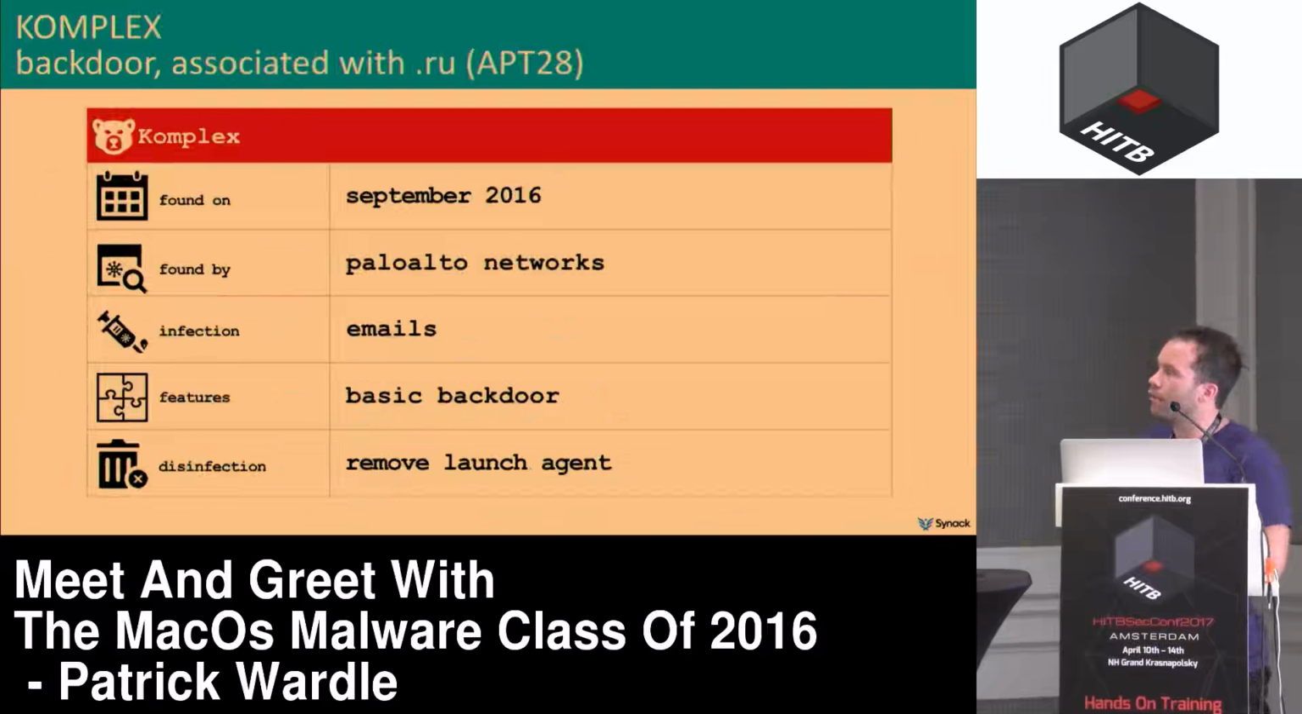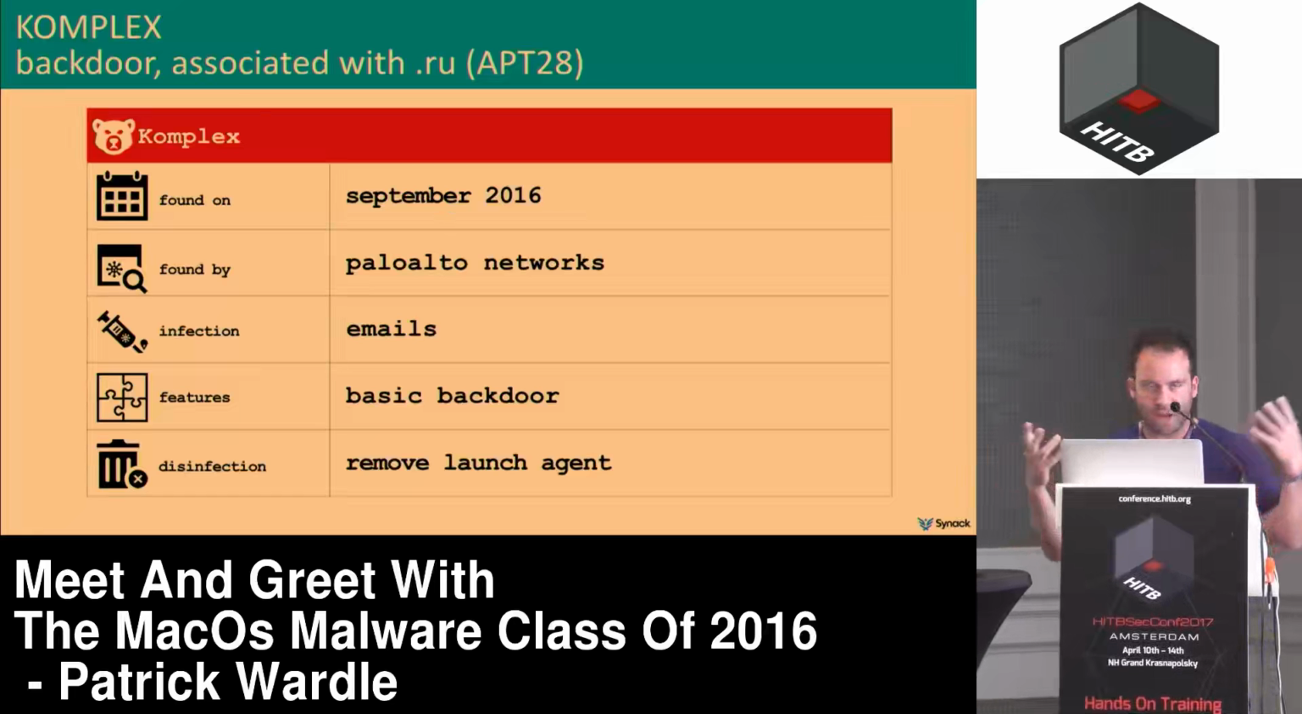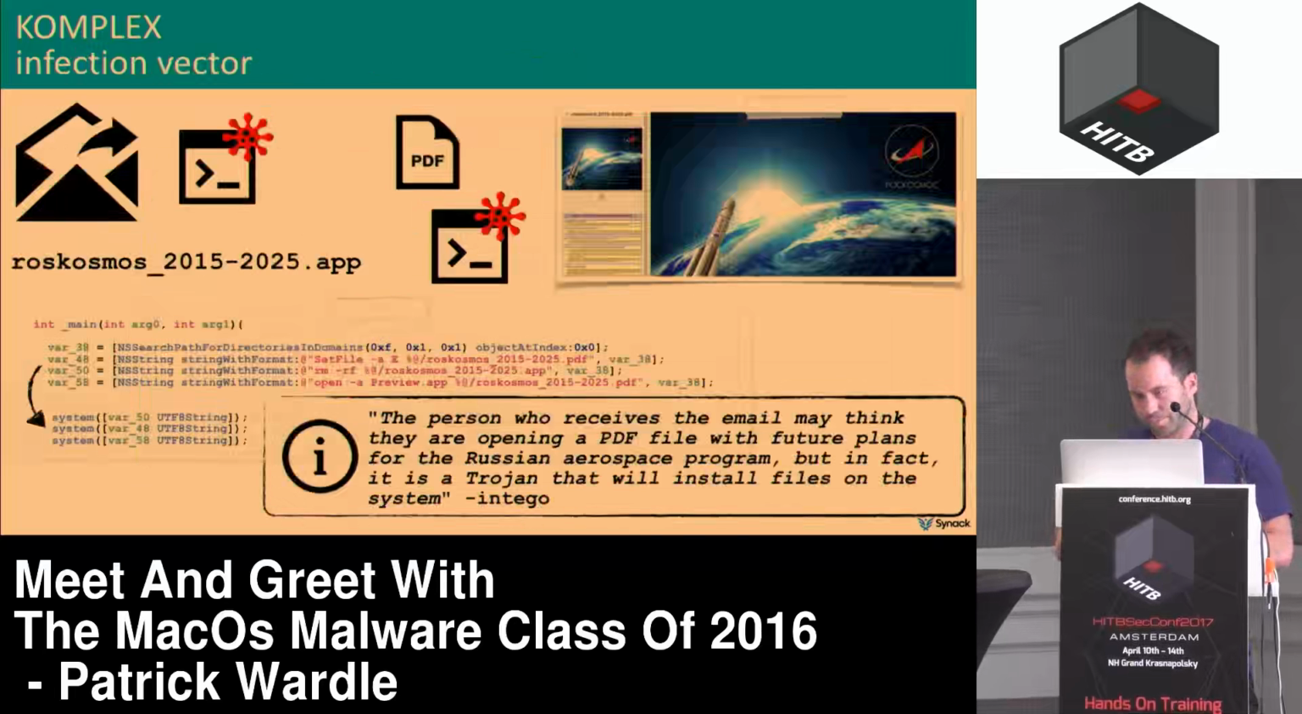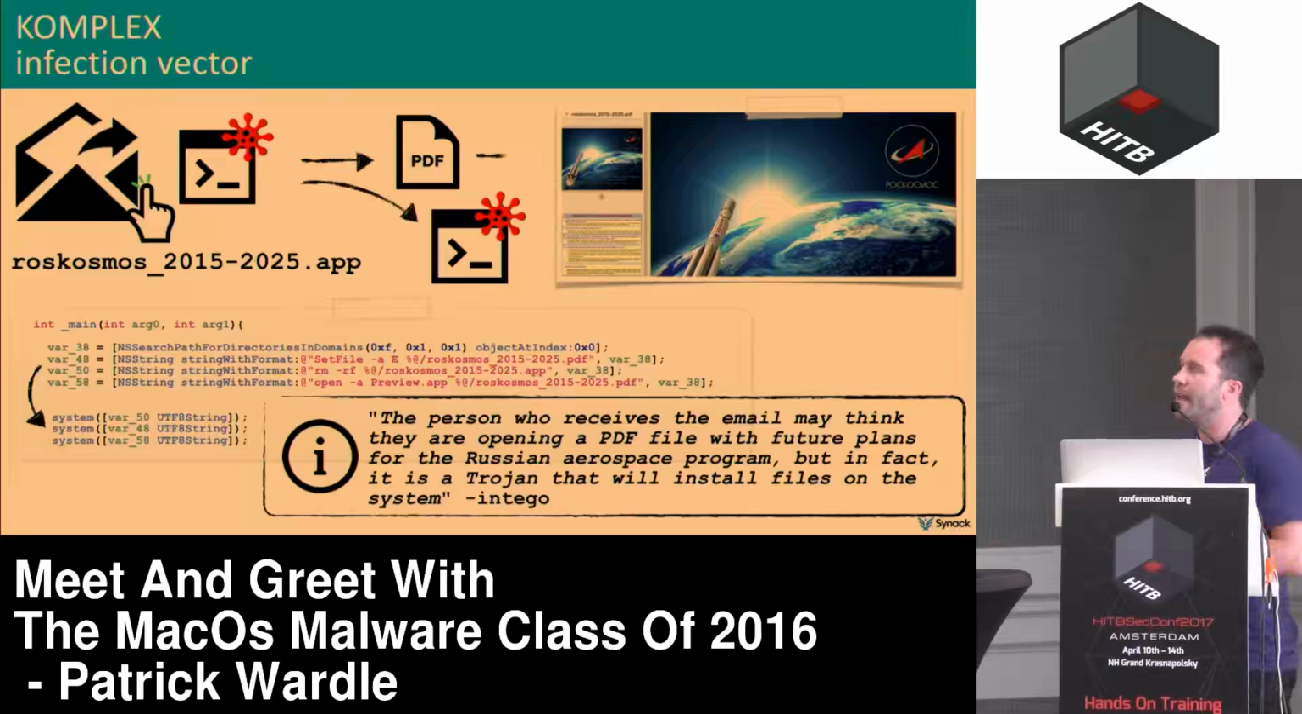All right, so the last piece of malware from 2016 is called Complex. We all know Russian cyber operations are kind of a hot news topic, and a lot of Mac malware analysts believe that Complex is tied to the Russians. I think it's APT 128. Basically, it's one of their Mac implants or backdoors. It was distributed via an application, so a targeted user would get an email with an attachment, and the attachment would be an actual application, really not a very sophisticated infection vector.